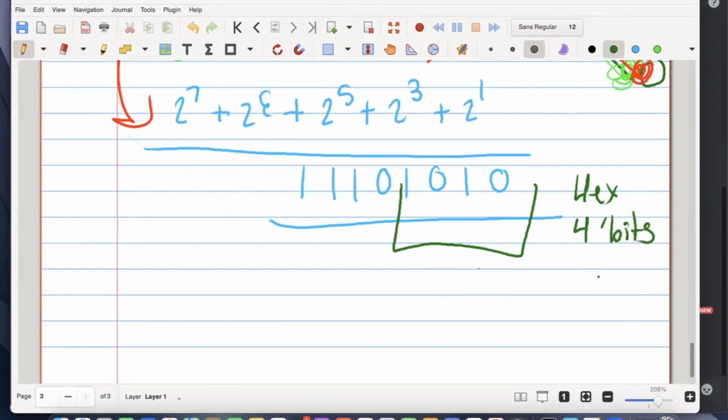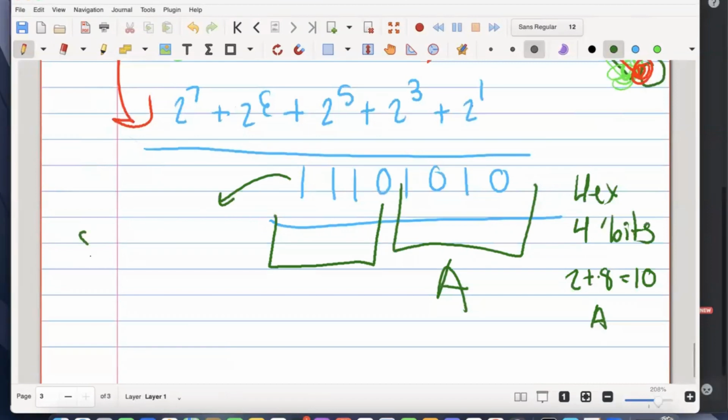So this in hexadecimal is, this is 2 and this is 8. 2 plus 8 is 10, right? But in hexadecimal, we have no 10. It's represented by A. So this is A, and then we count the next 4. This is 8 plus 4 plus 2. So that's 14.